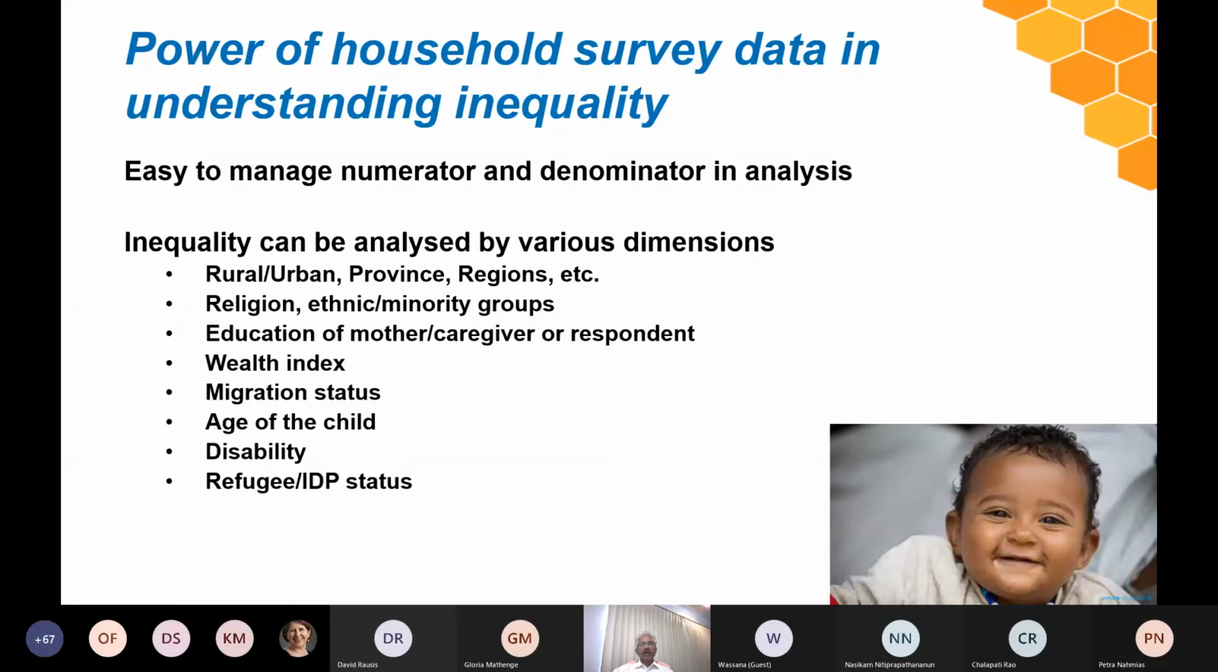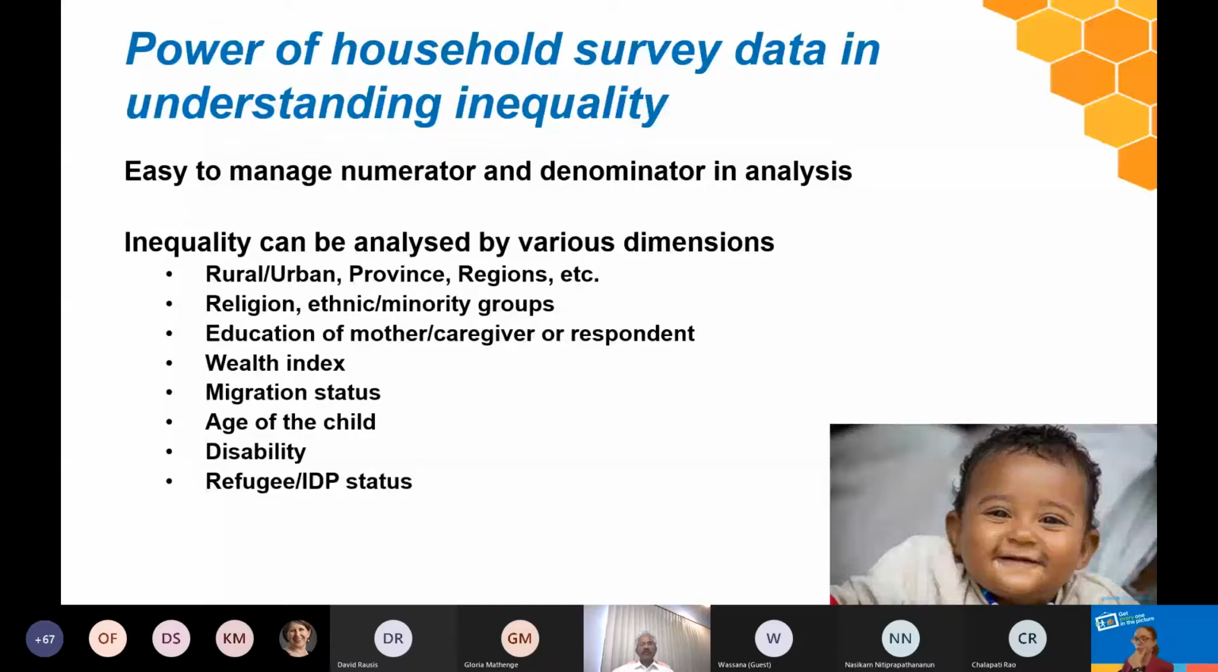And then analyzing inequality, I have listed some dimensions here, so I'm not going to read them out because of the time constraints. We can analyze rural-urban differentials, education of the caregiver, wealth index, migration status, disability, refugee status, and so forth. This also depends on what you collect as part of the household survey.